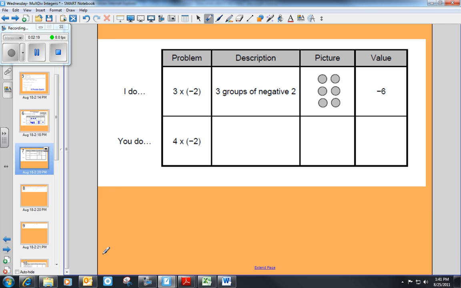For your next example, we're looking at negatives. This problem is stating, and the times symbol, you could also say the word of. So 3 groups of negative 2, we would write that out, and then draw 3 groups of negative 2. Usually when the circles are filled in, that means they're negative. So we have 1 group of negative 2, 2, 3 groups. So I want you to go ahead and do this problem. 4 times negative 2. Fill in the blanks just like the one above.